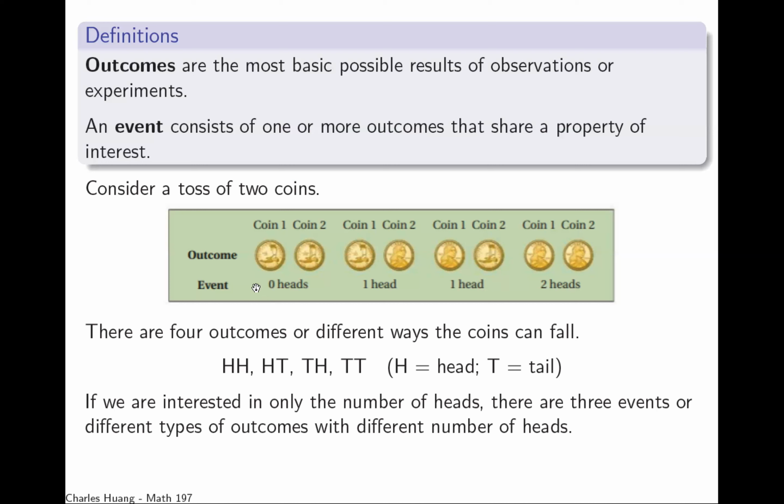When I toss 2 coins, I can have no heads. I can have only 1 head, and there are 2 different ways to get it, 2 different outcomes of that. And I can get both coins having their head faced up. We would describe this as 3 different events: 0 head, 1 head, and 2 heads.